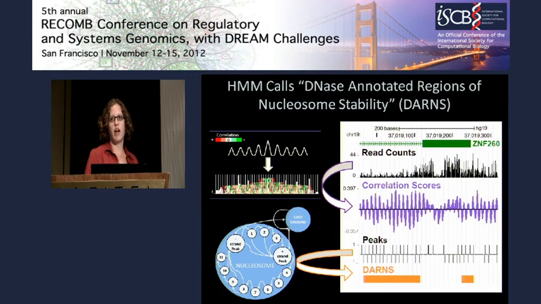Then we end up with this purple track, the correlation scores. From these, we define peaks, or the best local match, for both the positive and negative strands. These peaks are the input for our hidden Markov model, or HMM, that distinguishes nucleosome state from background regions, which means that the expected periodicity between correlation peaks on the same strand and on different strands matches what we think it should look like. From this, we end up with about 14 million DARNs.